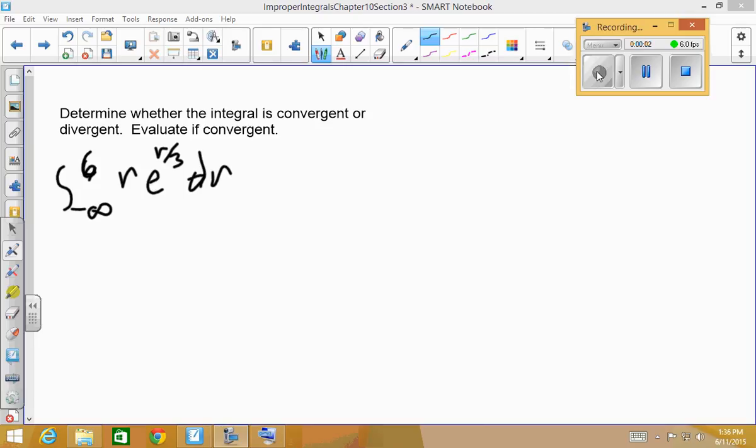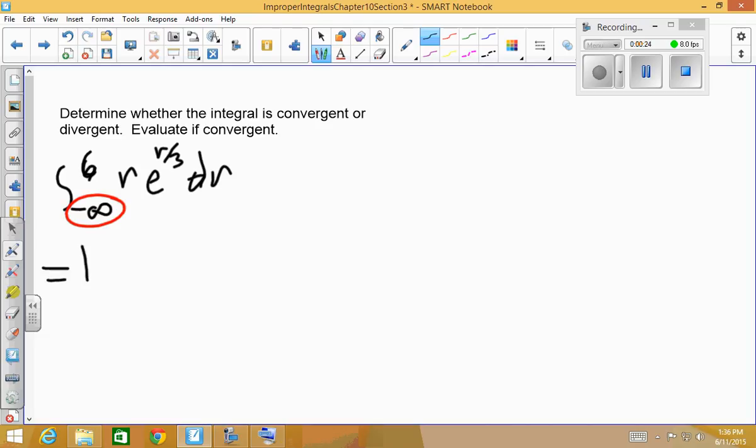Determine whether the integral is convergent or divergent. Evaluate if convergent. The integral from negative infinity to 6 of r e to the r divided by 3 dr. This is an improper integral, so we can't use the fundamental theorem of calculus directly. We can't because we've got an infinite limit of integration there. So we have to use the definition.